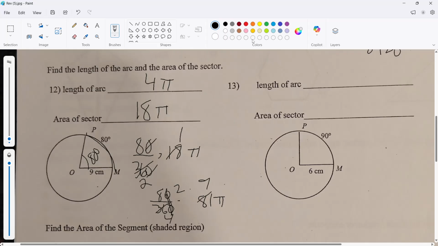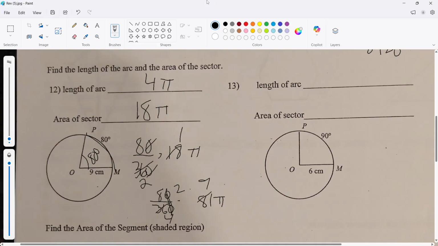80 divided by 360. Well, you know what I'm going to do? No, I'm going to do it like this. 80 divided by 360 times 81 pi. And this would have been 2 times 9 is 18 pi. 80 over 36 times 18 pi. The zeros go away. 8 over 2 is 4. That's 4 pi. Area of sector.